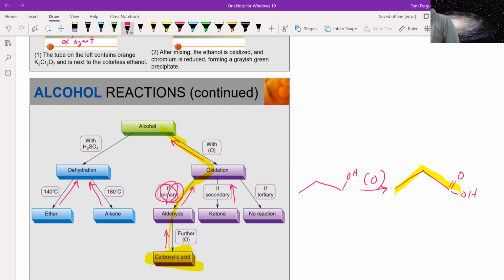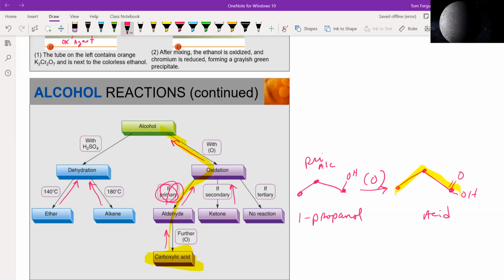So this is a primary alcohol. So this would be 1-propanol. And this is propionic acid, but it's an acid. The main thing: you're ending with three carbons, so you want to start with three carbons, except for ethers. Okay, so we have reactants, 1-propanol, conditions, oxidizing conditions, product.